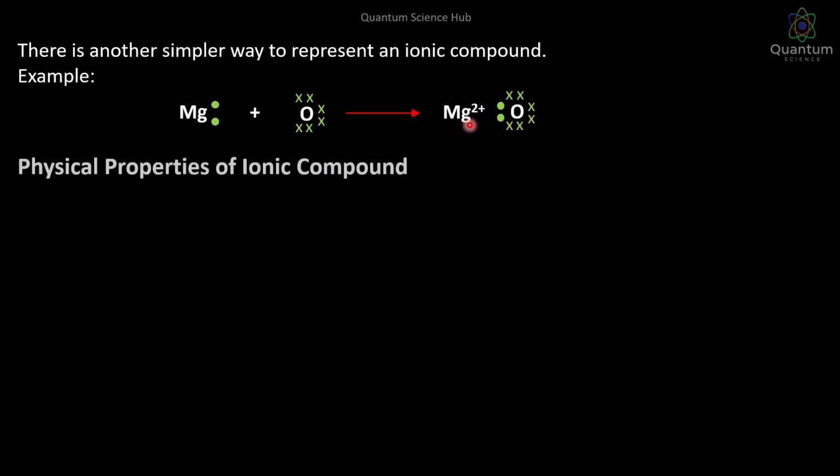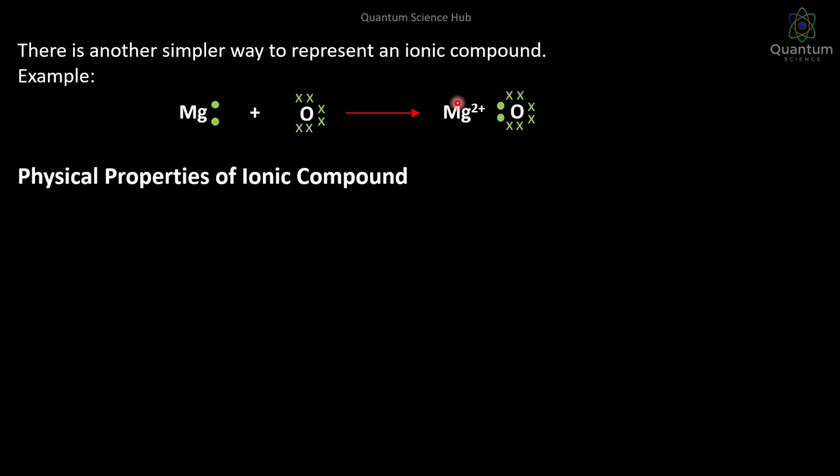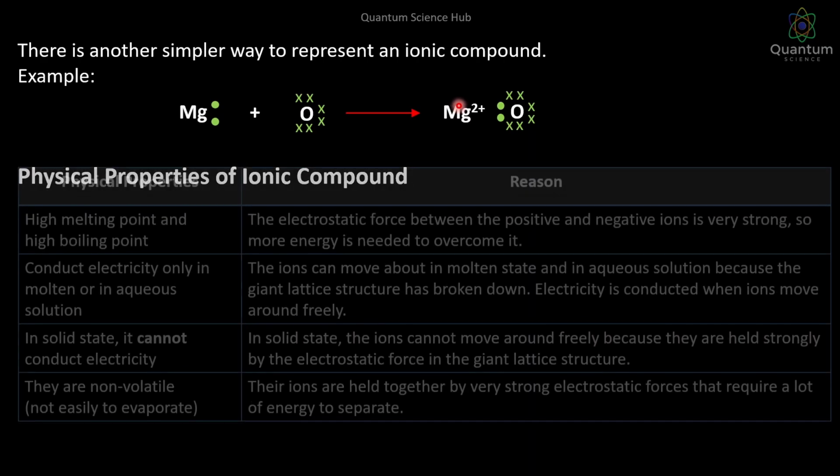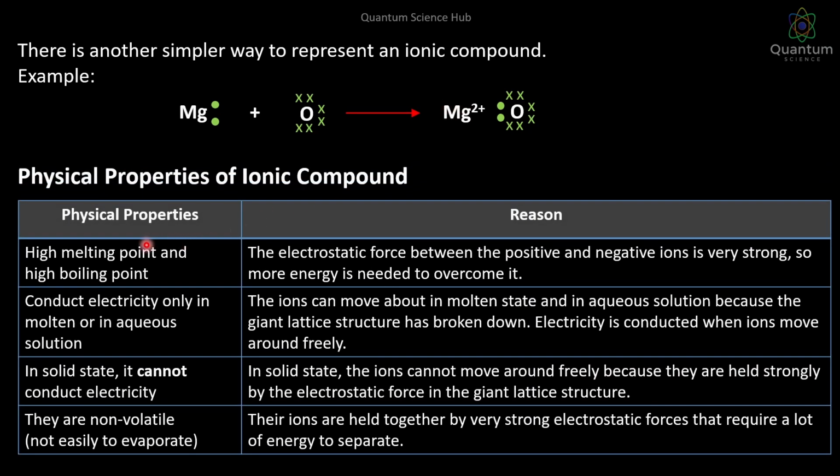And here are the physical properties of ionic compounds. Note that all ionic compounds or ionic bonding will have a high melting point and high boiling point. And the reason is the electrostatic force between the positive and negative ions is very strong. So more energy is needed to overcome it.